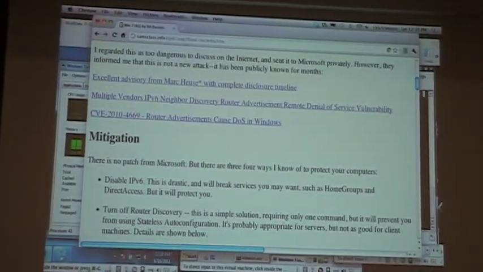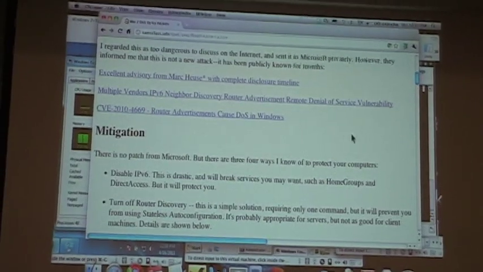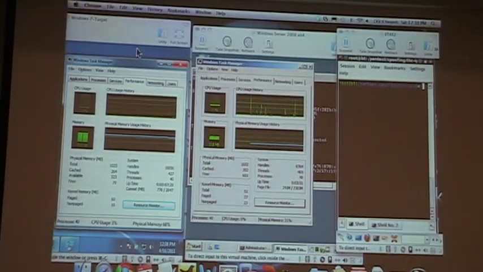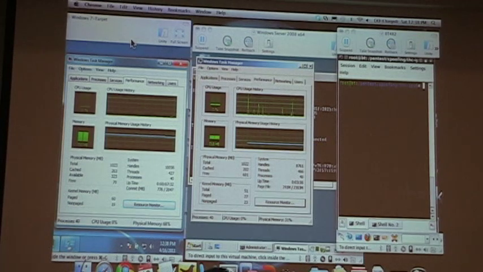I've got the details here, but basically what it does is it sends out router advertisements to the targets, and if they are running IPv6, they have to make up IP addresses to join those networks. And that process uses up too much CPU.